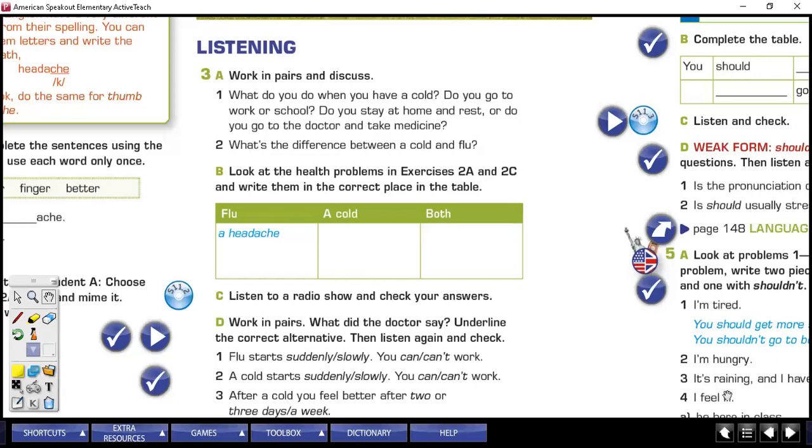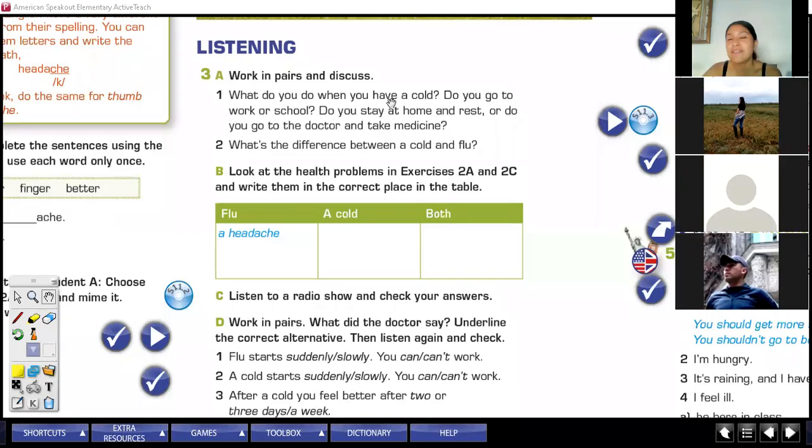Okay, I want to hear somebody else. I hear you guys. What do you do when you have a cold? You go to work if you have to, and then you go to the doctor and take some medicine. Okay, even in this pandemic, because you know that if you're sick, even if it's just a cold, it is part of the symptoms. You have to be careful, right? Not to be exposed or connected with colleagues and people.